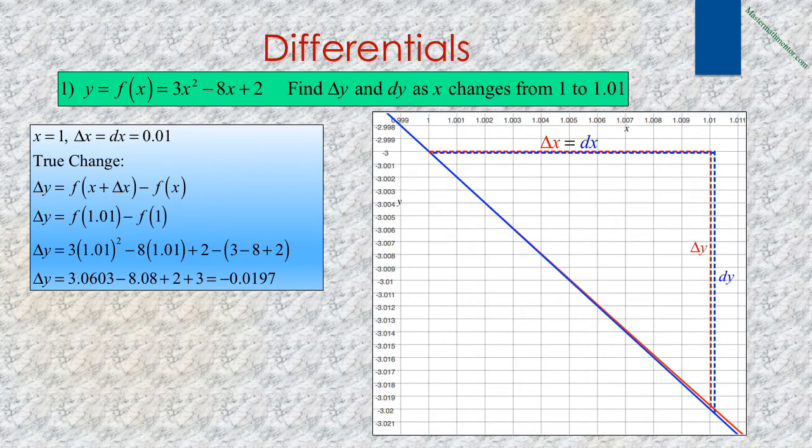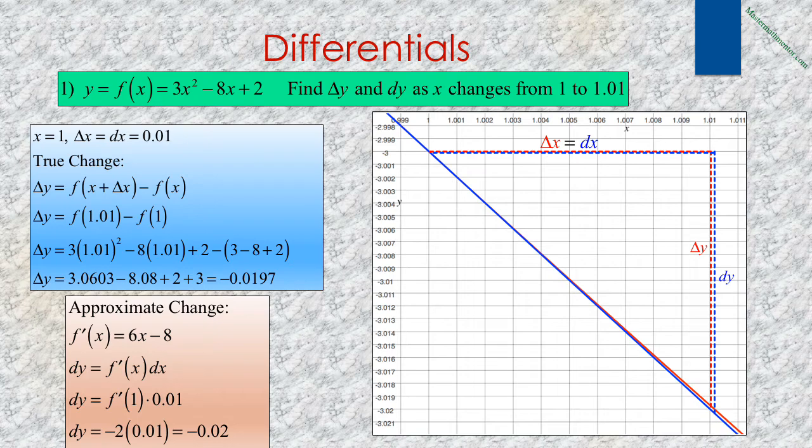We graph our function y equals 3x squared minus 8x plus 2 in extreme detail as x goes from 1 to 1.01. Delta y is the vertical line in red, and we can see that it is 0.0197 lower than the value at x equals 1. We now find the approximate change in y.